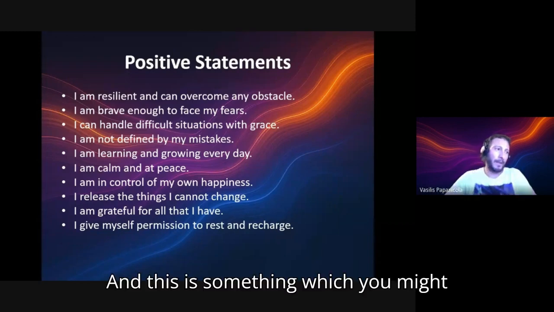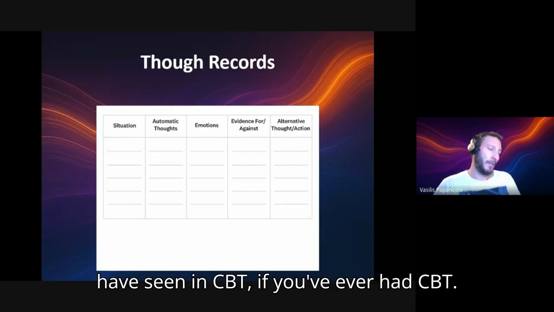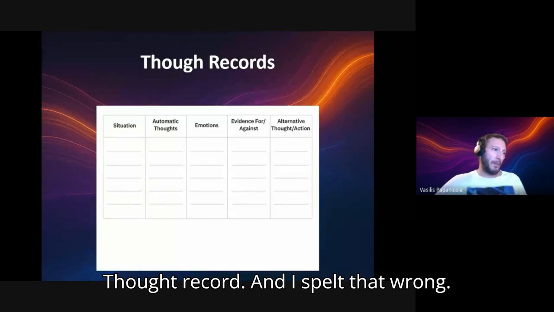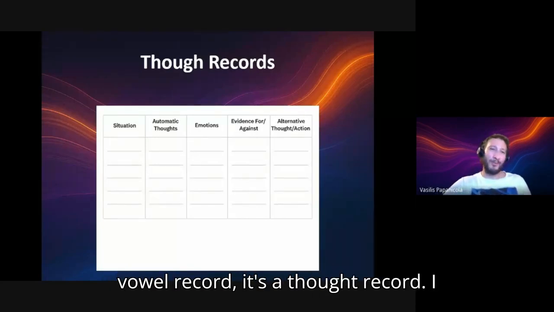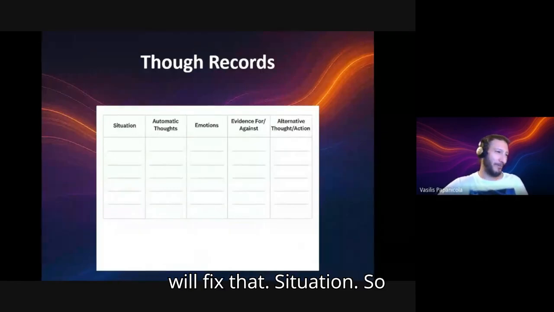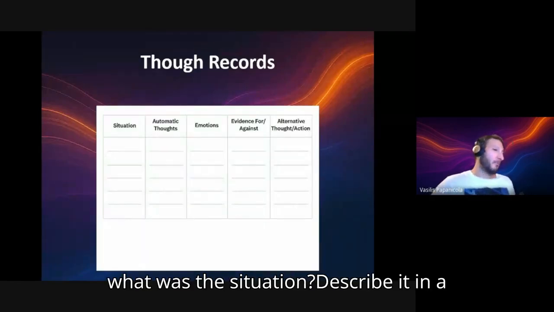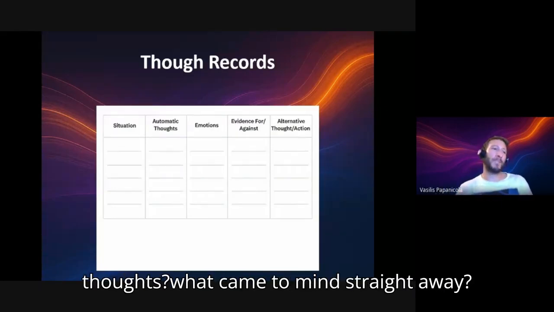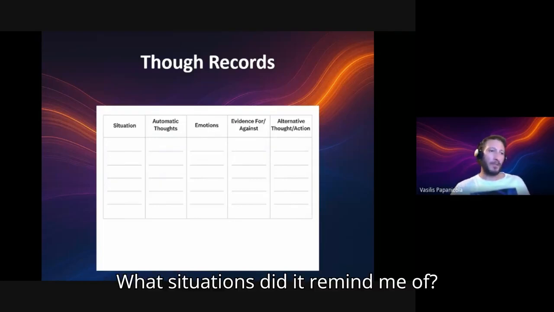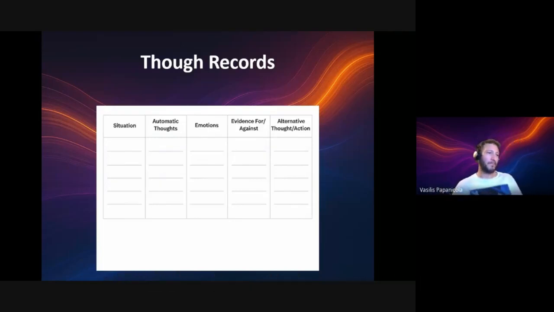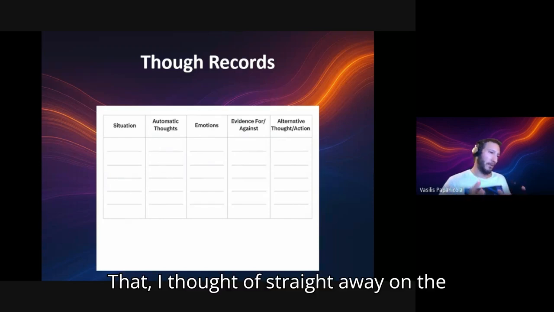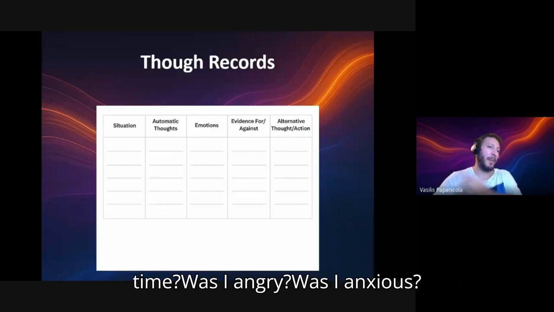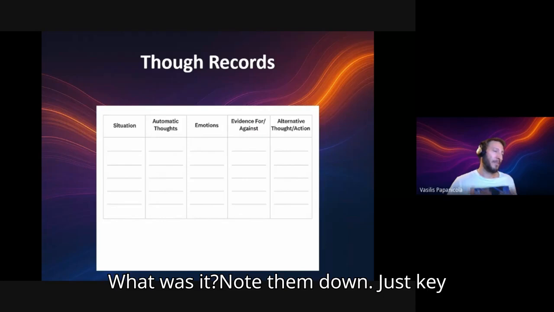And this is something which you might have seen in CBT if you've ever had CBT. Thought record. And I spelt that wrong. It's not a though record or a thou record, it's a thought record. I will fix that. Situation: so what was the situation? Describe it in a few words. What were your automatic thoughts? What came to mind straight away? What situations did it remind me of that I thought of straight away on the spot? What was I feeling? What were the emotions taking place at that time? Was I angry? Was I anxious? What was it? Note them down.